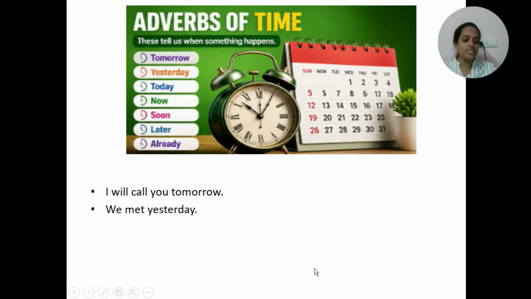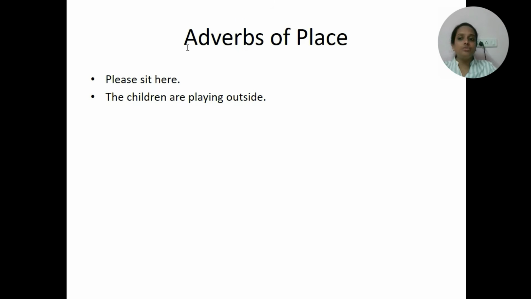And the third one is adverbs of place. So these tell us where an action happens. Example, please sit here. Where should you sit? Here. So here is the adverb. The children are playing outside. Now, again, where are they playing? Outside. So, outside is the adverb. Words like there, nearby, everywhere, upstairs, abroad. These are all some of the examples for adverbs of place.